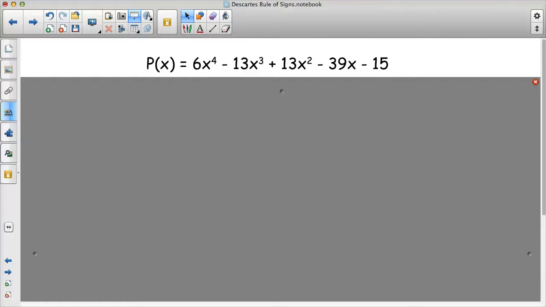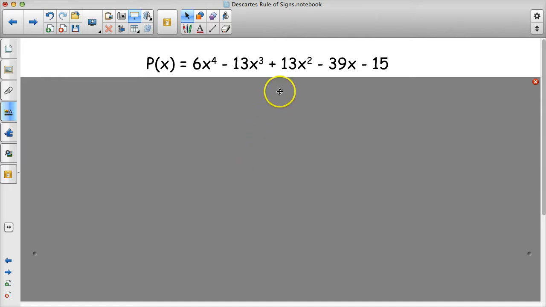Okay, so we've used the rational root theorem and we've used Descartes' rule of signs, and now what we want to do is actually have a chance to put those together and solve a polynomial. So we're going to do this using that same polynomial that we used in both of those two examples in the videos. P of x equals 6x to the 4 minus 13x cubed plus 13x squared minus 39x minus 15.